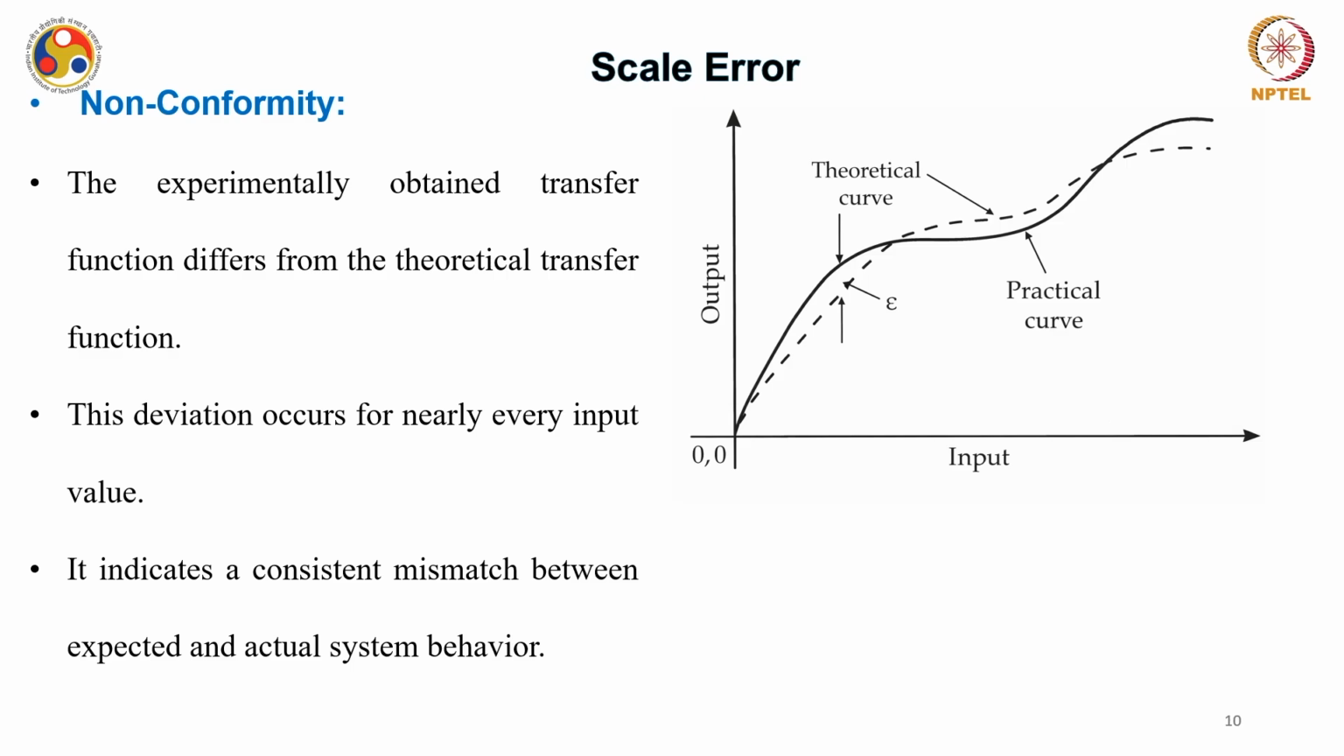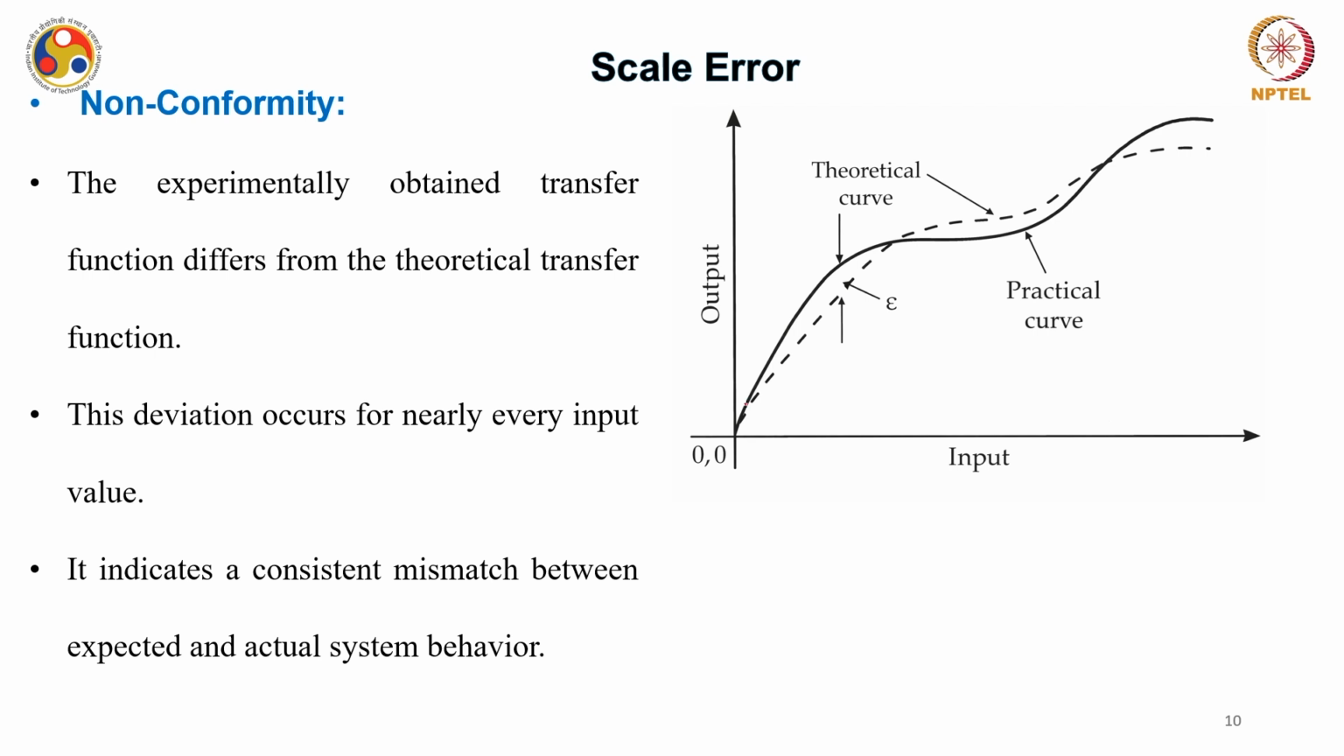Practically it happens. Now this deviation occurs for nearly every input value, and you cannot expect that in this particular range of input you have deviation, and in this particular range it is not. This deviation occurs nearly at every input value. Now it indicates a consistent mismatch between the expected and actual system behavior.